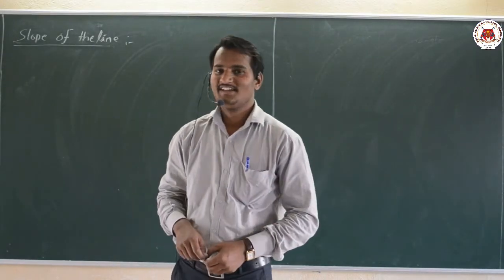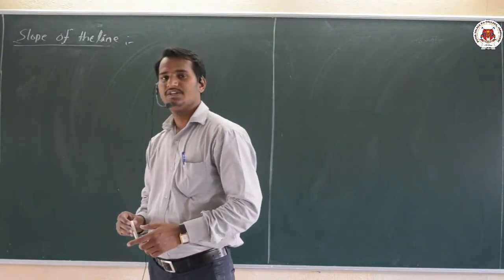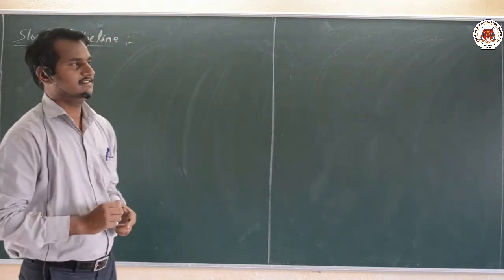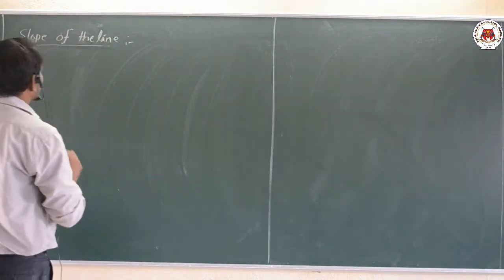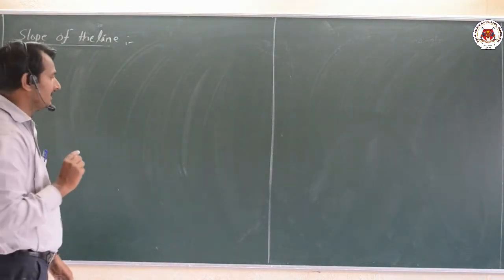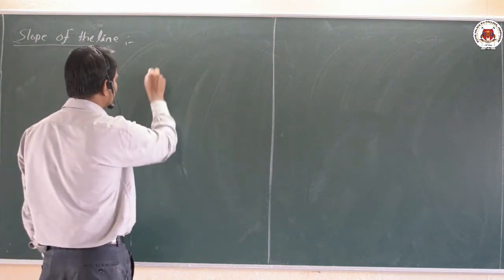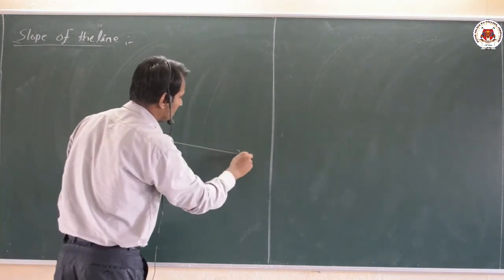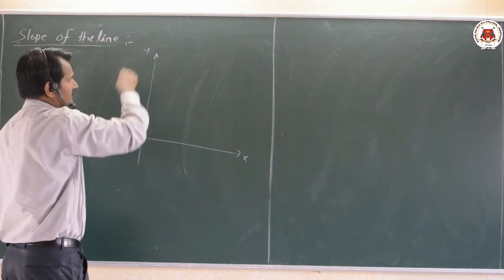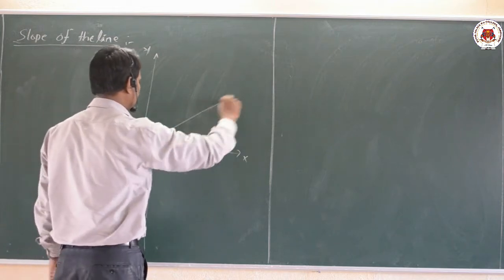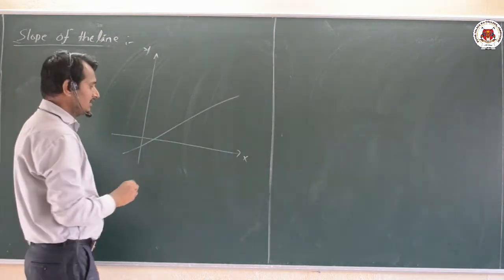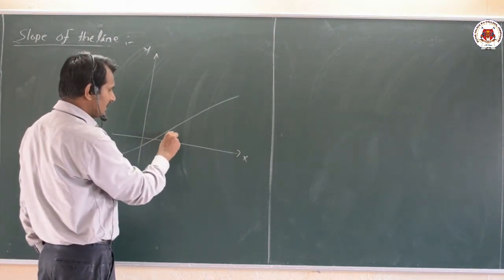Hello dear students, now let us start with the actual definition, starting with straight lines. The first one is the definition of the slope of the line. Let us take the x and y axes, a two-dimensional plane. Now let us consider a line, and here the line makes an angle of theta degrees.